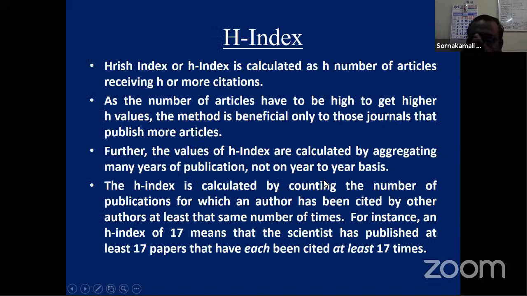Previously, when we published a paper in a high impact factor journal, the researcher could be evaluated based on that. Nowadays, researchers are evaluated based on the H index. The H index is calculated as H number of articles receiving H or more citations. For example, if one person has an H index of 17, that means he has published 17 papers, and those papers are each cited at least 17 times.